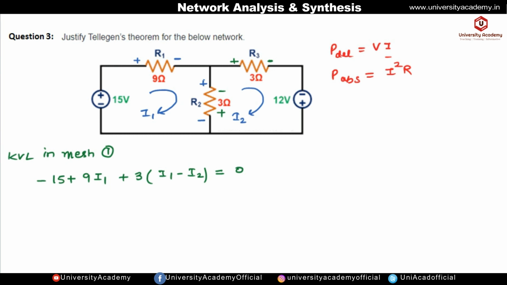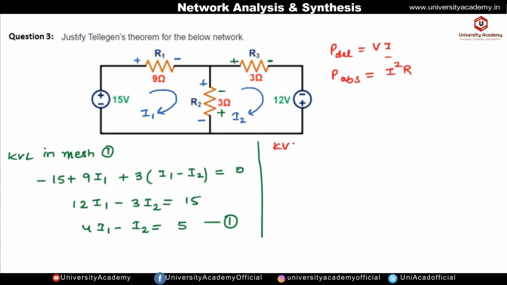The sum of all the voltages in a loop is 0. So this is KVL. Now we can simplify. It will be 12 I1 minus 3 I2 equal to 15. It can be simplified as 4 I1 minus I2 equal to 5. Suppose this is equation 1. Similarly, let us write the KVL equation in mesh 2. Mesh is the smallest possible loop.